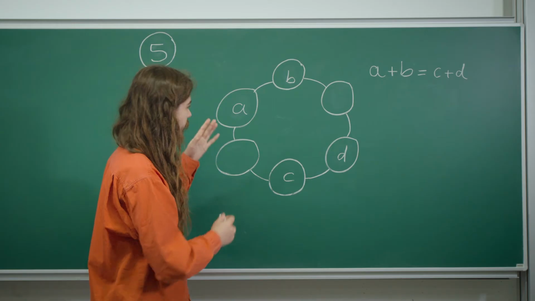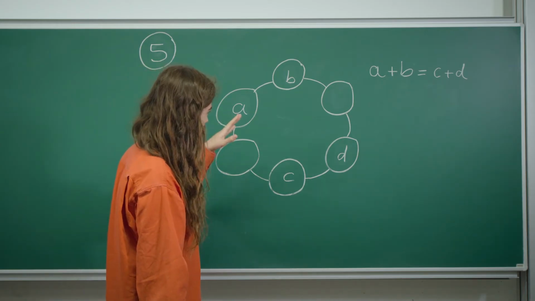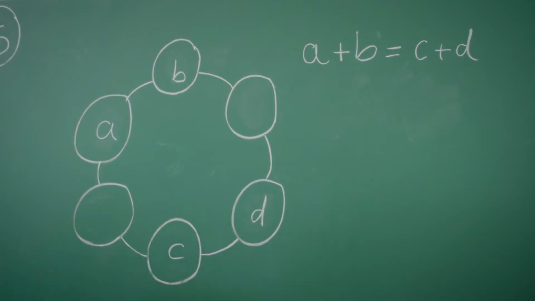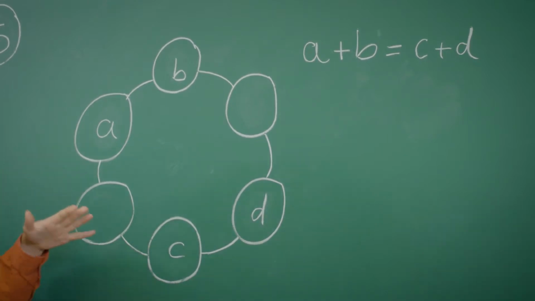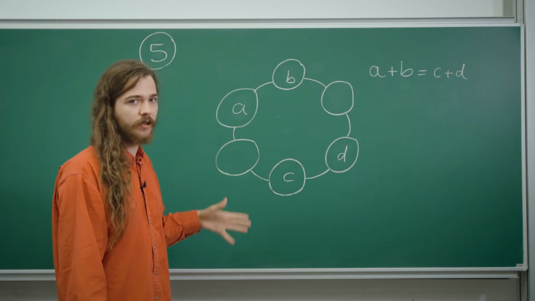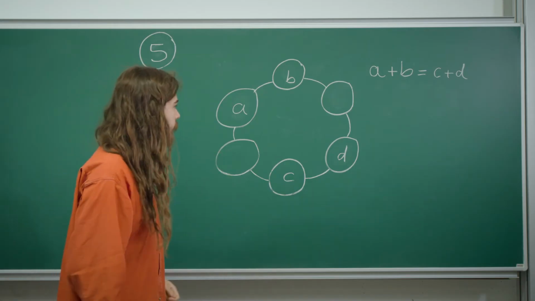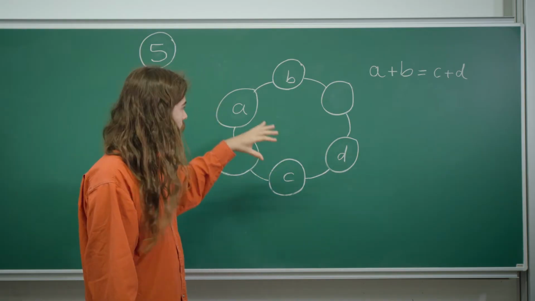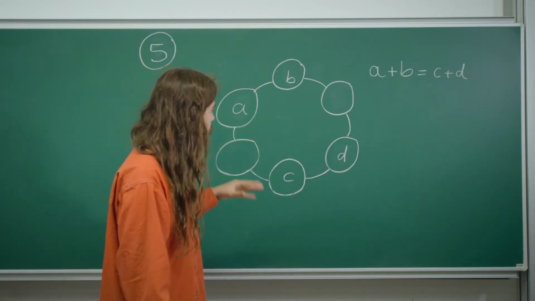Let's think about this condition that we have a little bit more carefully. So we have A plus B equals C plus D. I've left it as 6 circles around the edge, but it doesn't really matter. We can have any number. Let's think about pairs of opposite points.